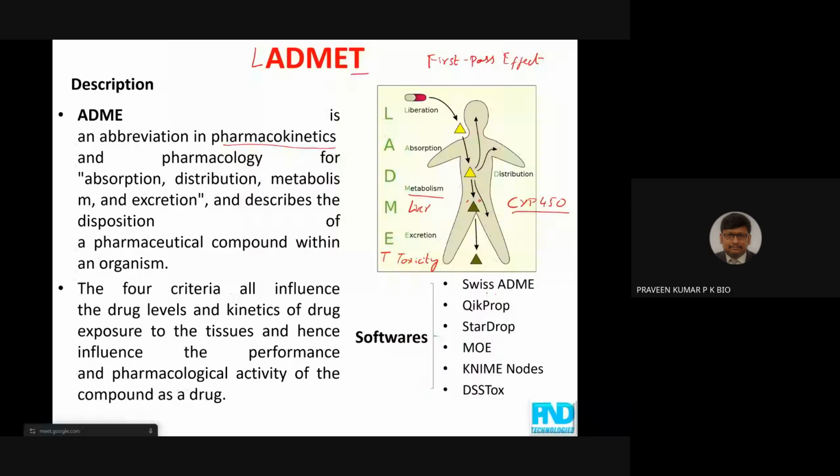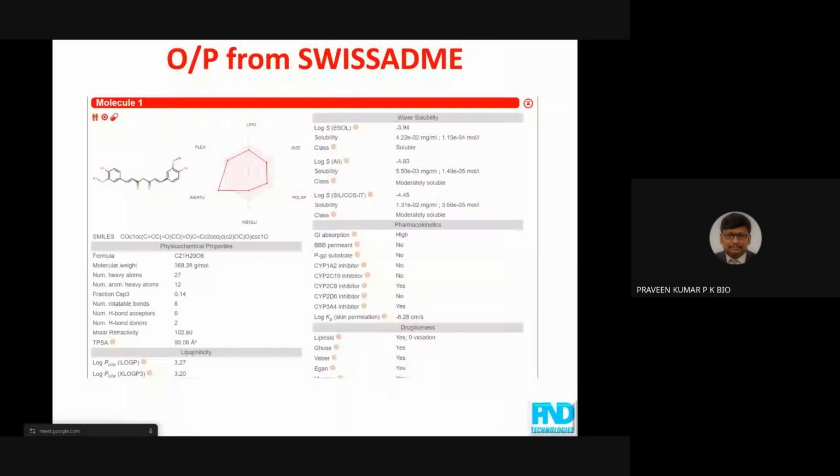And if you see the software, Swiss ADME is freeware, and StarDrop, KNIME, all these things are commercial. So I suggest you practice this kind of ADME through Swiss ADME. I provided an input of the curcumin molecule in the form of canonical SMILES format, which is a 1D format of a chemical compound. This I have taken from PubChem. If you feed that as an input, obviously we can get this kind of output from Swiss ADME.